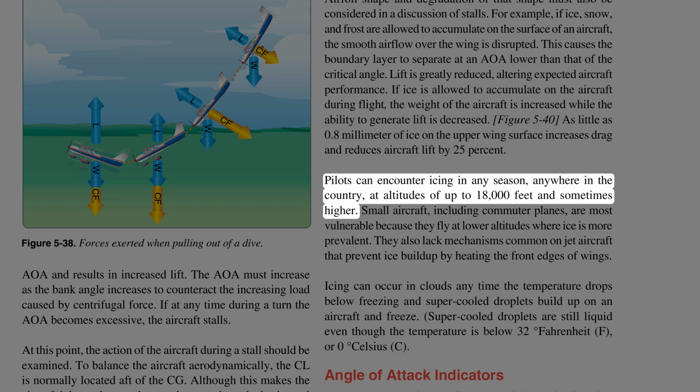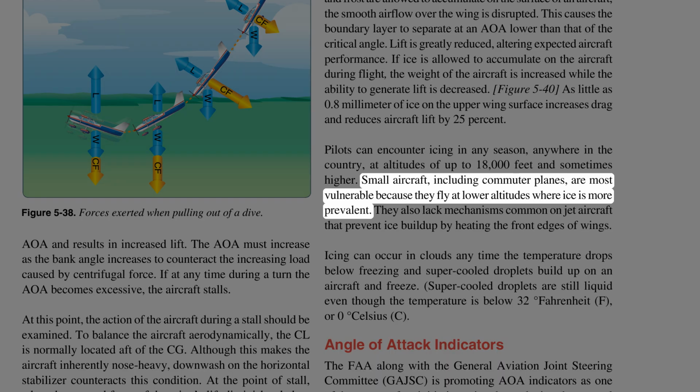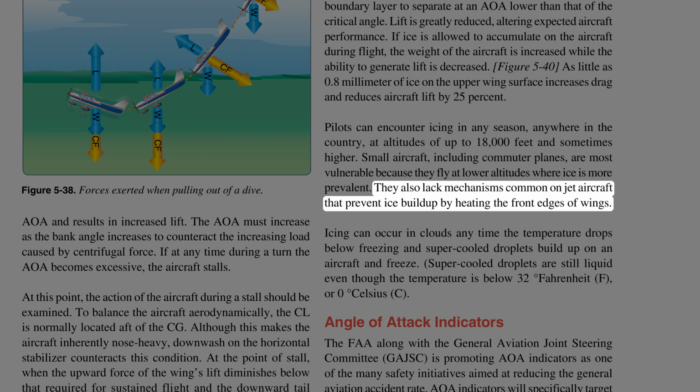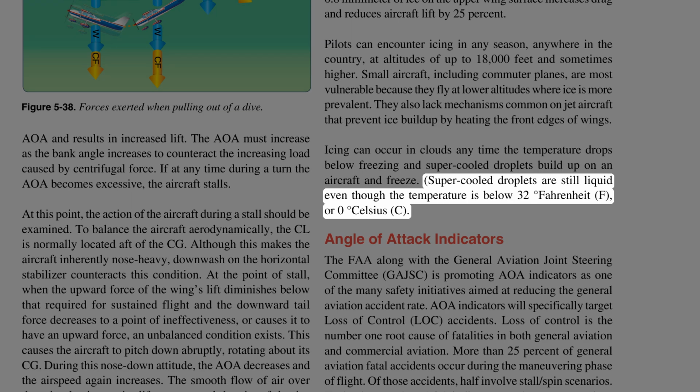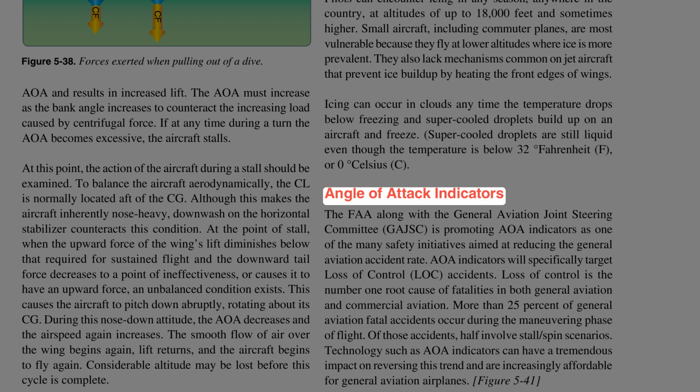Pilots can encounter icing in any season, anywhere in the country, at altitudes of up to 18,000 feet and sometimes higher. Small aircraft, including commuter planes, are most vulnerable because they fly at lower altitudes where ice is more prevalent. They also lack mechanisms common on jet aircraft that prevent ice buildup by heating the front edges of wings. Icing can occur in clouds any time the temperature drops below freezing, and supercooled droplets build up on an aircraft and freeze. Supercooled droplets are still liquid even though the temperature is below 32 degrees Fahrenheit, F, or 0 degrees Celsius, C.